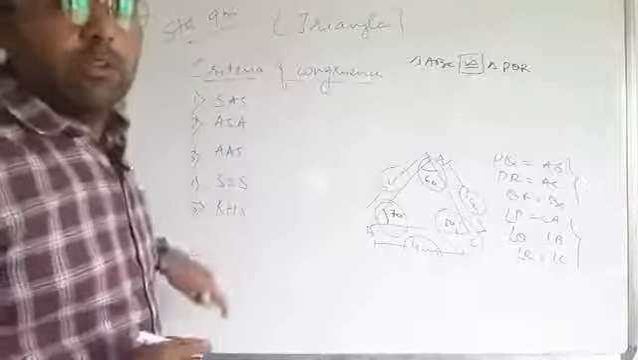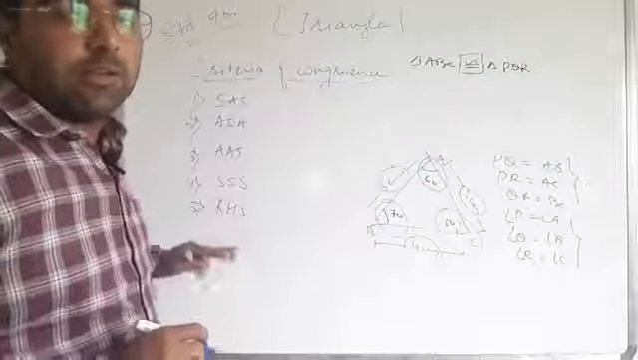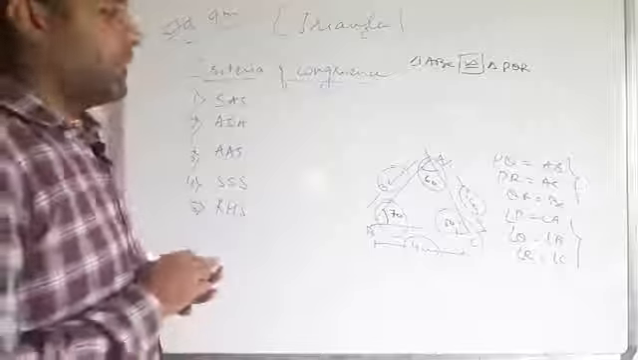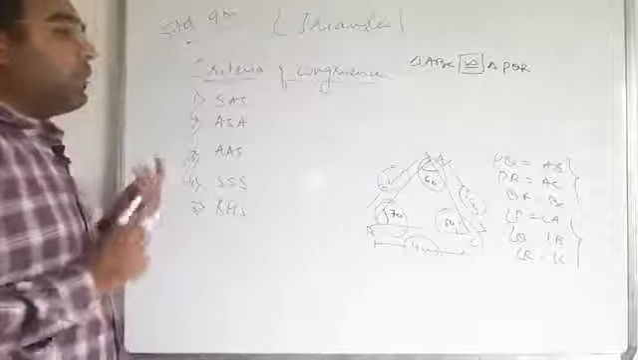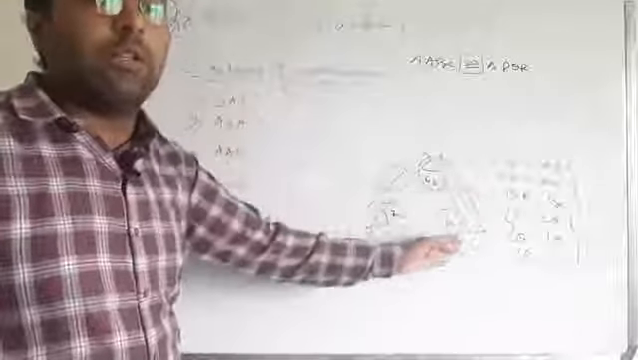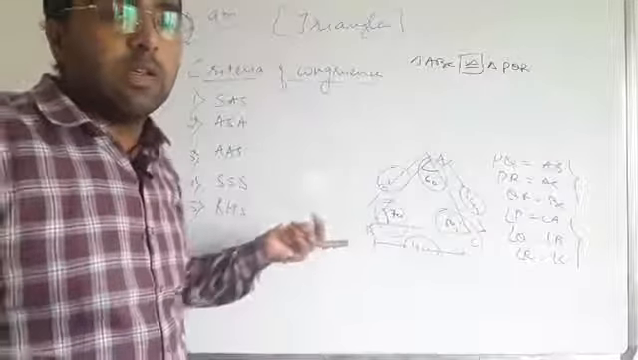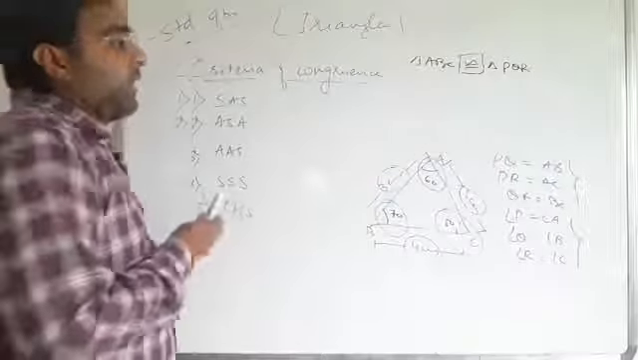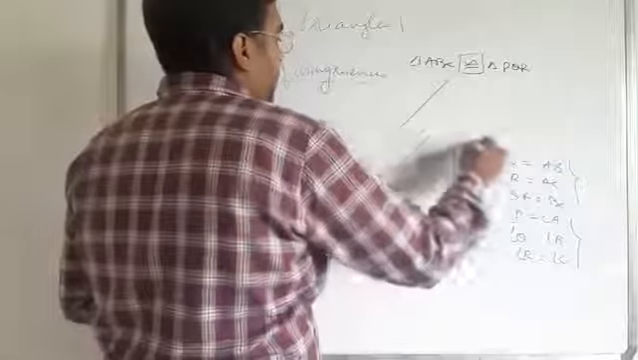That is not right hand side. Here we don't need to prove all the sides and all the angles of both of the triangles that are given in the figure. We just have to prove whether both of them are equal or not.